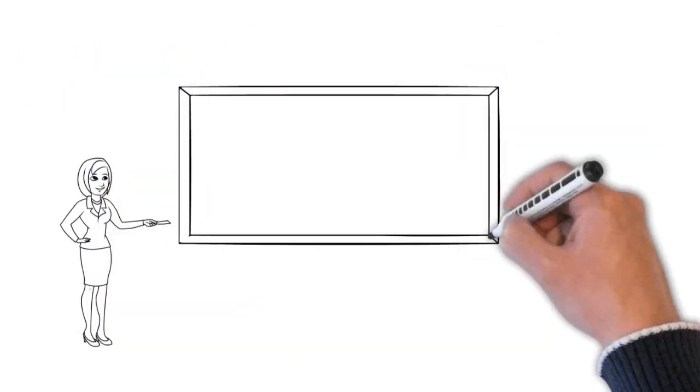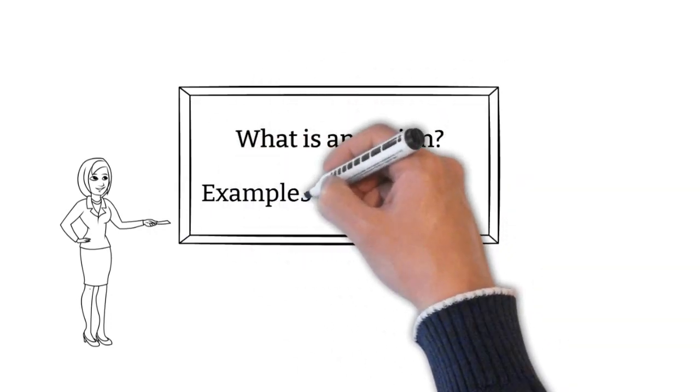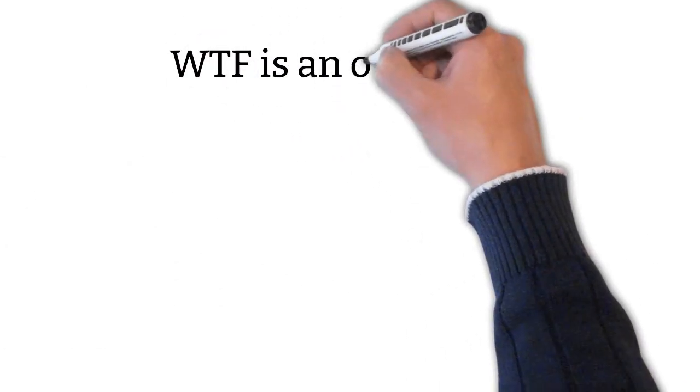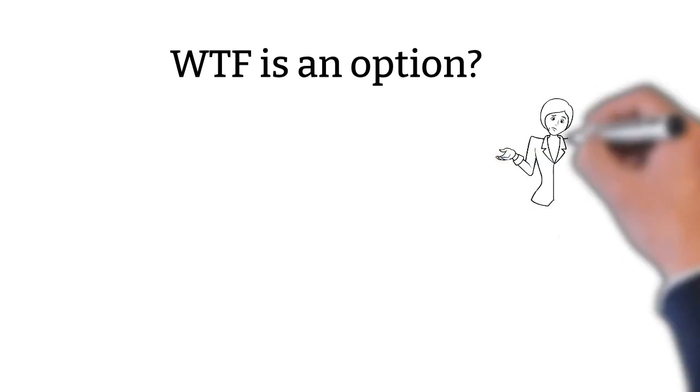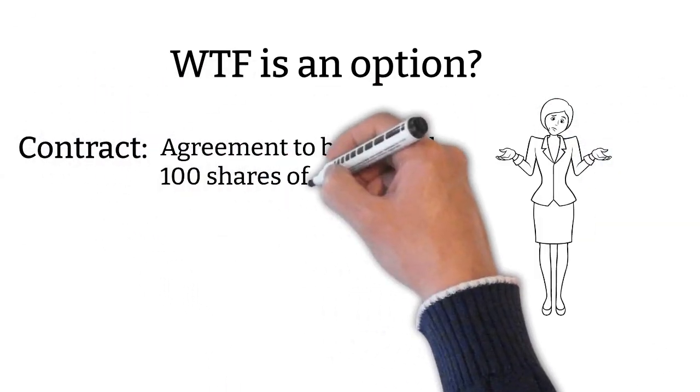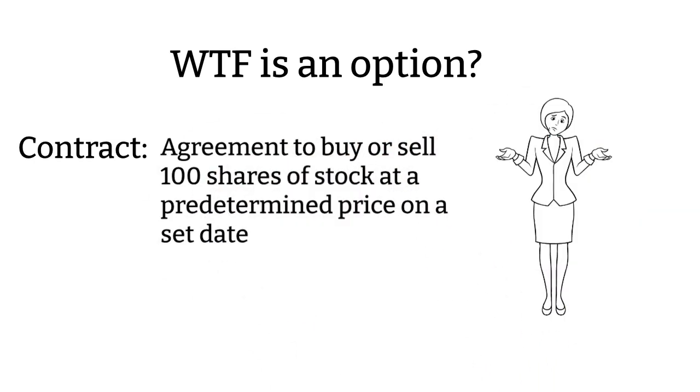Today we'll be talking about what an option contract actually is and give you some examples of buying calls and puts. So what is an options contract? Essentially, all an options contract is an agreement to buy or sell 100 shares of stock at a predetermined price on the set date.